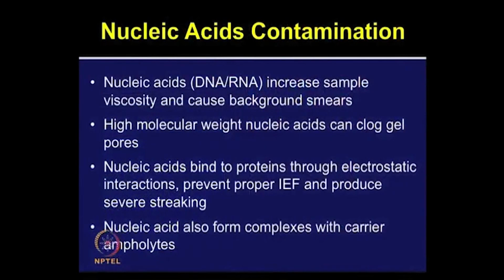The high molecular weight nucleic acids such as DNA or RNA can clog the gel pores, which will be used for gel based proteomic applications. These nucleic acids can bind to the proteins through electrostatic interactions, and it will interfere in the isoelectric focusing step, and it may ultimately result in severe streaking. The nucleic acid can also form complexes with the carrier ampholytes, which are added during the isoelectric focusing step.